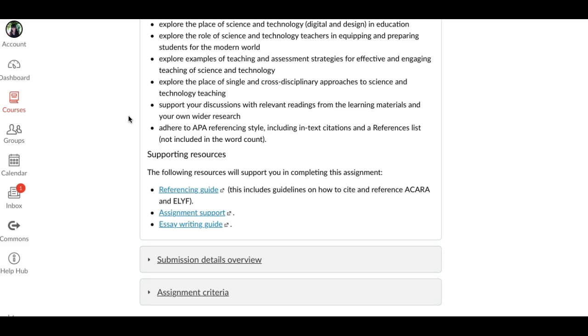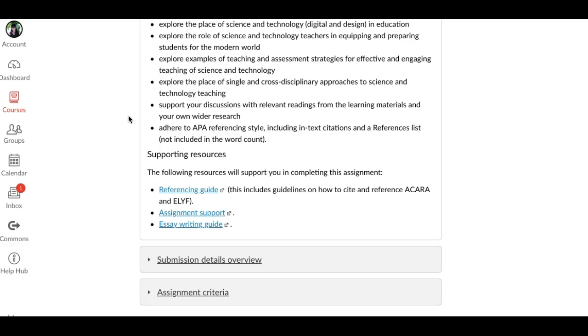Don't automatically assume that single disciplinary approaches are terrible. They're not necessarily at all, but I think we're often encouraged to do cross-disciplinary because it has been proven to be quite beneficial, but that's not to say single does not have some merits as well. You can definitely include an example to illustrate cross-disciplinary approaches, an example of STEAM or STEM.